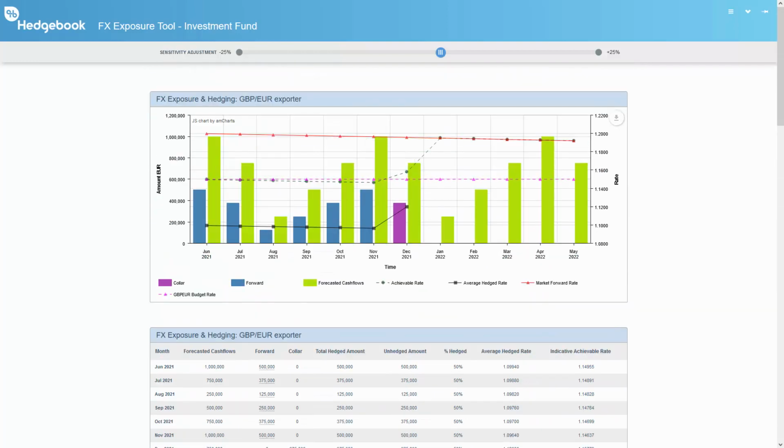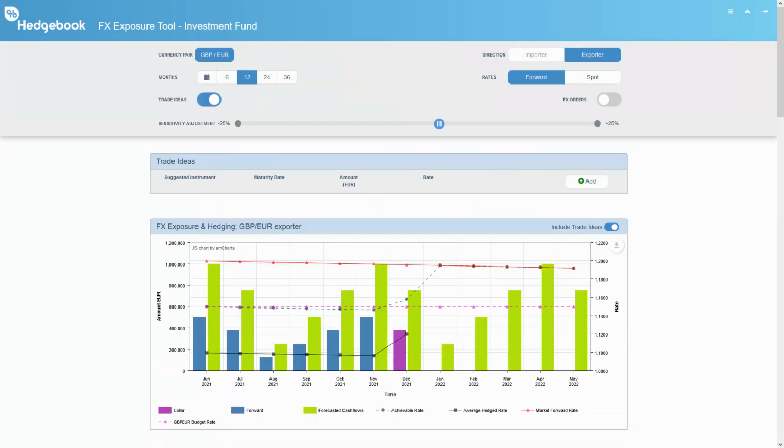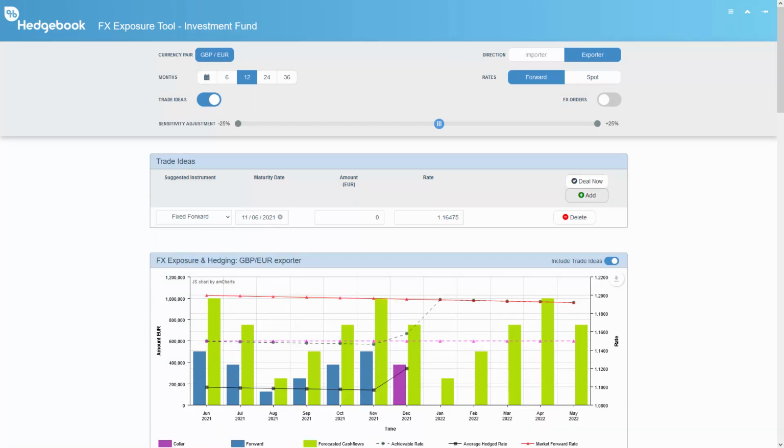This might be done in conjunction with your FX provider, for example your bank or your broker. Hedgebook has been designed to be a collaborative, shared workspace so risk management strategies can be agreed together prior to execution.